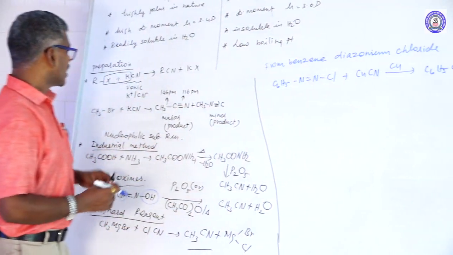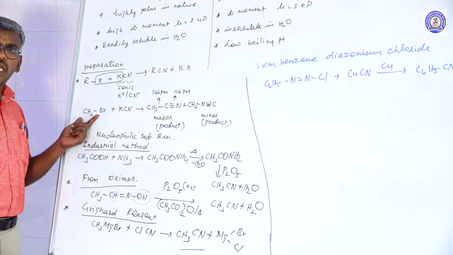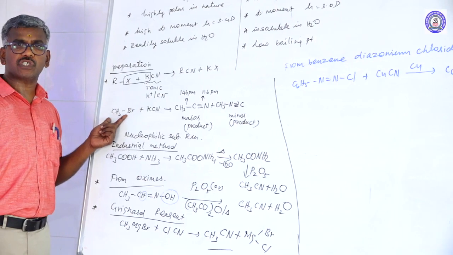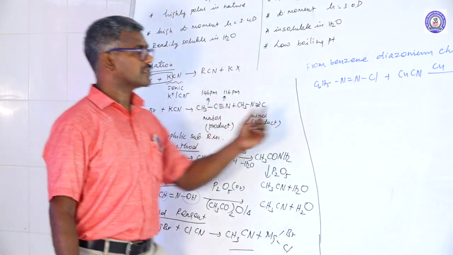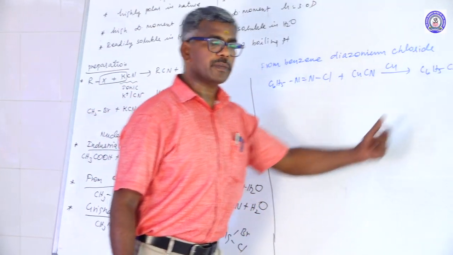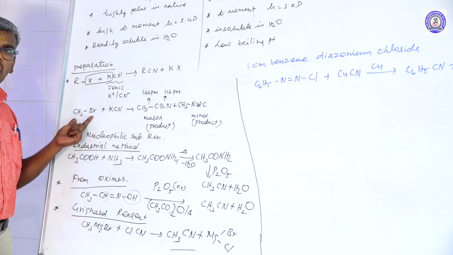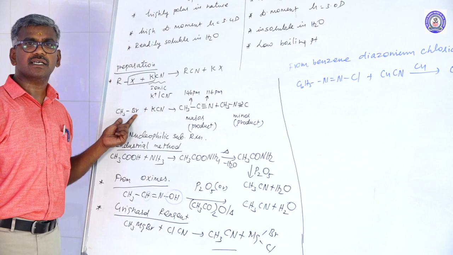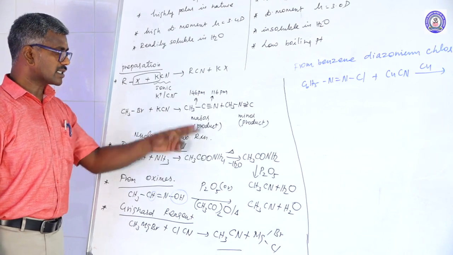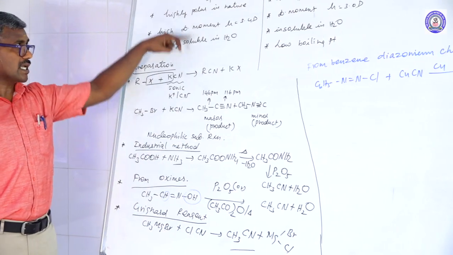Why? Because aryl halide is less reactive towards the nucleophilic substitution reaction. So this method does not prepare phenyl cyanide, because aryl halide is less reactive towards nucleophilic substitution. These are the methods for preparation of alkyl cyanide.